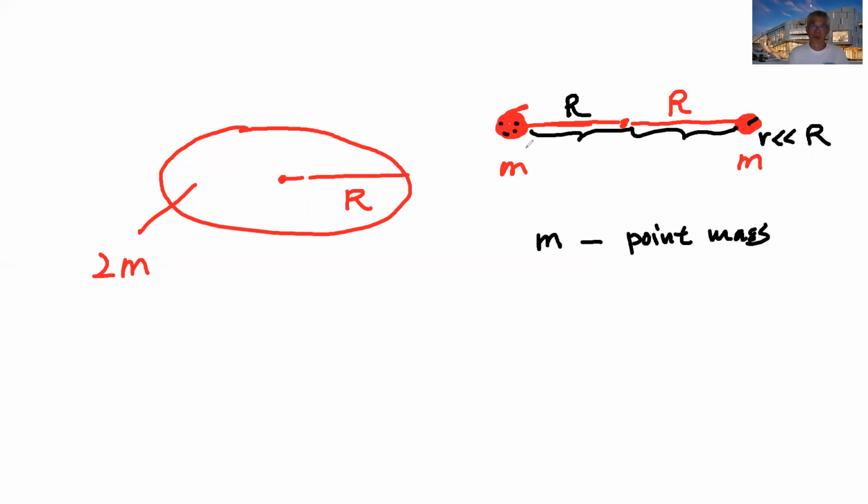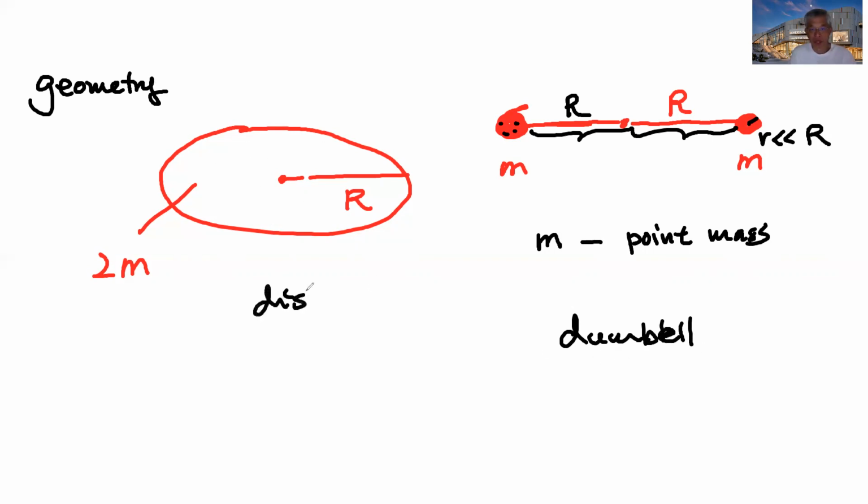Okay, so now we have two geometries, right? So this is the geometry factor, right? Okay, so now this is kind of like a dumbbell, right? You can call that a dumbbell. And this one here is the disc, right? So there are different geometries. You can see they will have different I, right? So this I1 and I2 will not be the same.